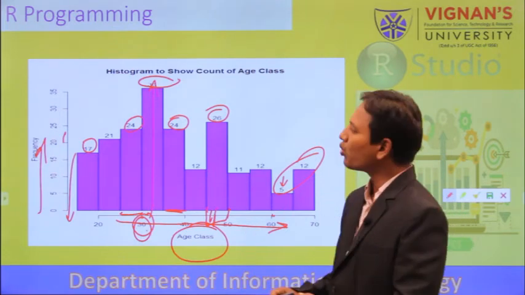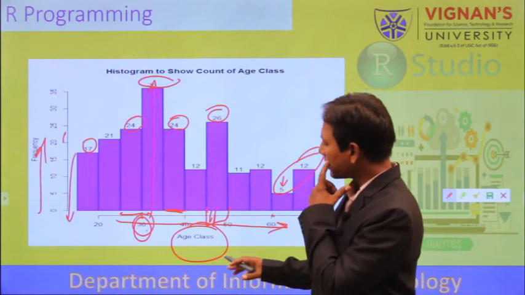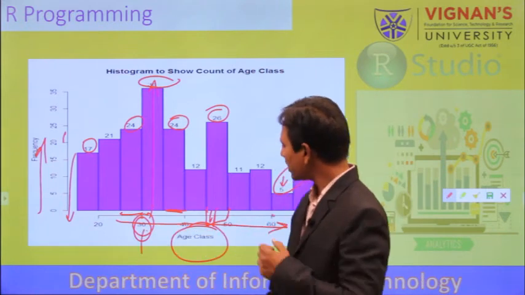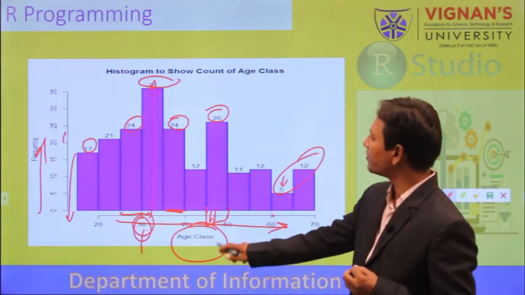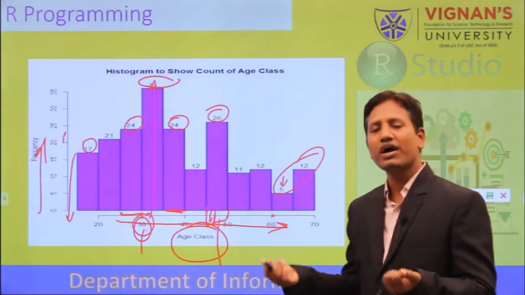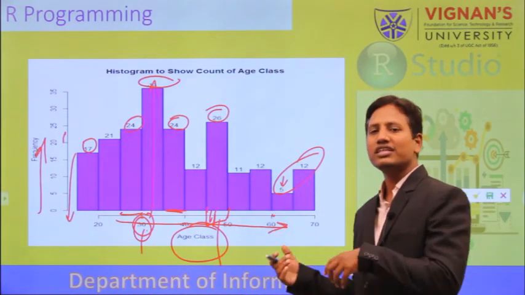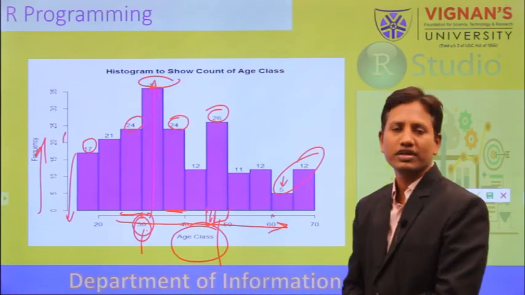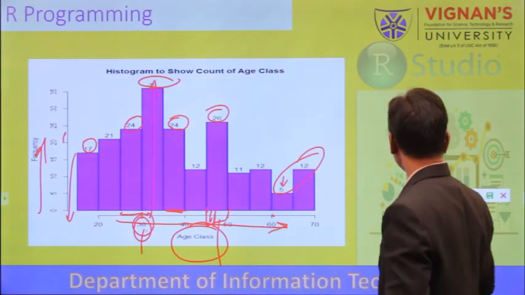What this diagram shows us is that in the age groups 30 and 45 to 50, more people are coming. So we can take some decisions by considering this age group of people. This is an interesting point.